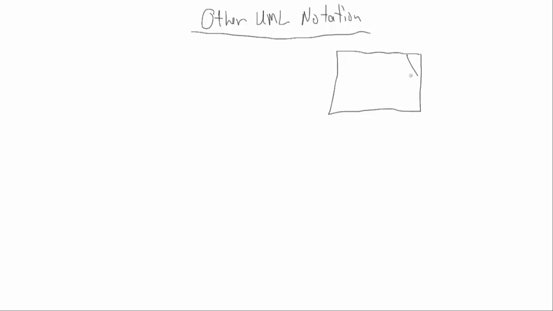There are other types of notations that can be used. You can put a note in something that looks like this with a folded piece of paper over. And these are useful to just allow you to document the system and put some additional explanation in the model itself.